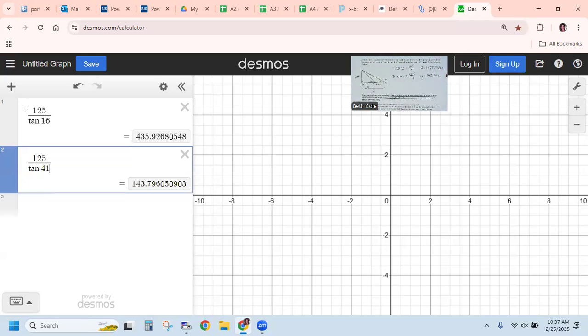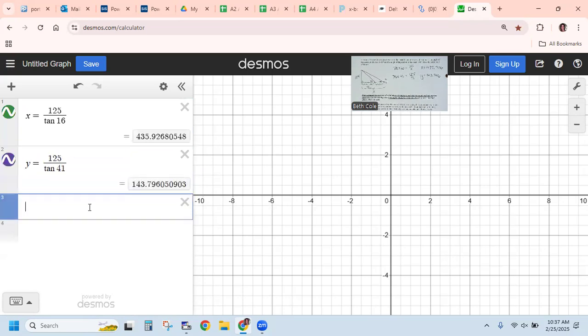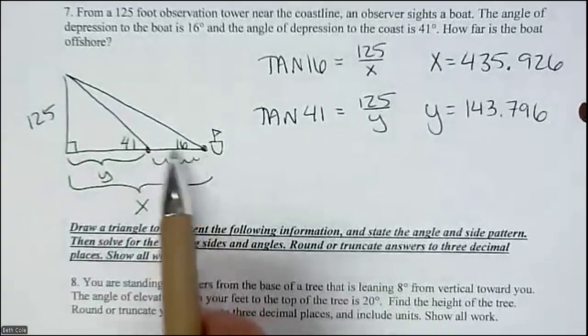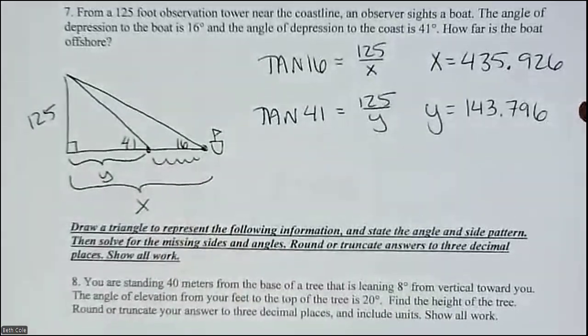Now watch what I'm going to do. I'm going to come back over here and call this one X. And then I'm going to come down here and call this one Y. And then what am I going to type in to get the final answer? Because what we want is how far the boat is offshore. So what am I going to type in?